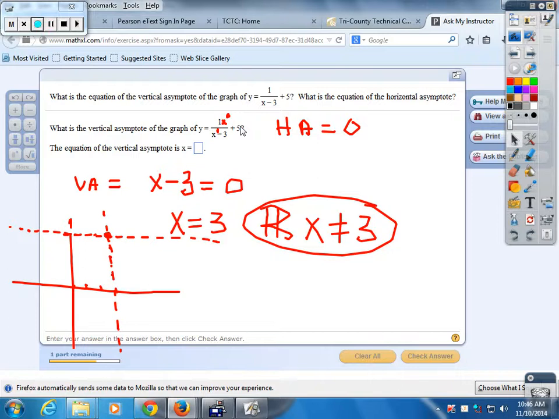I'm trying to think of a way you could write this, but you can't, because I already put in the answer to that. For the vertical asymptote, I said x is 3, and that was right. And the horizontal should be 5. Yeah, so y is equal to 5.